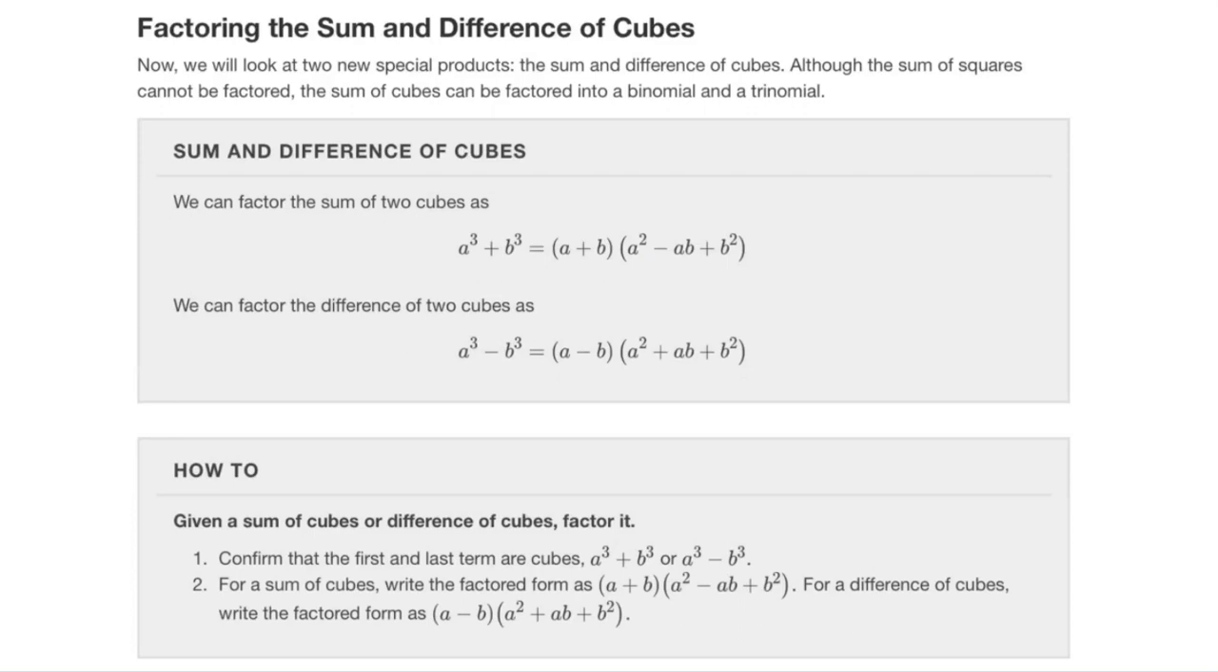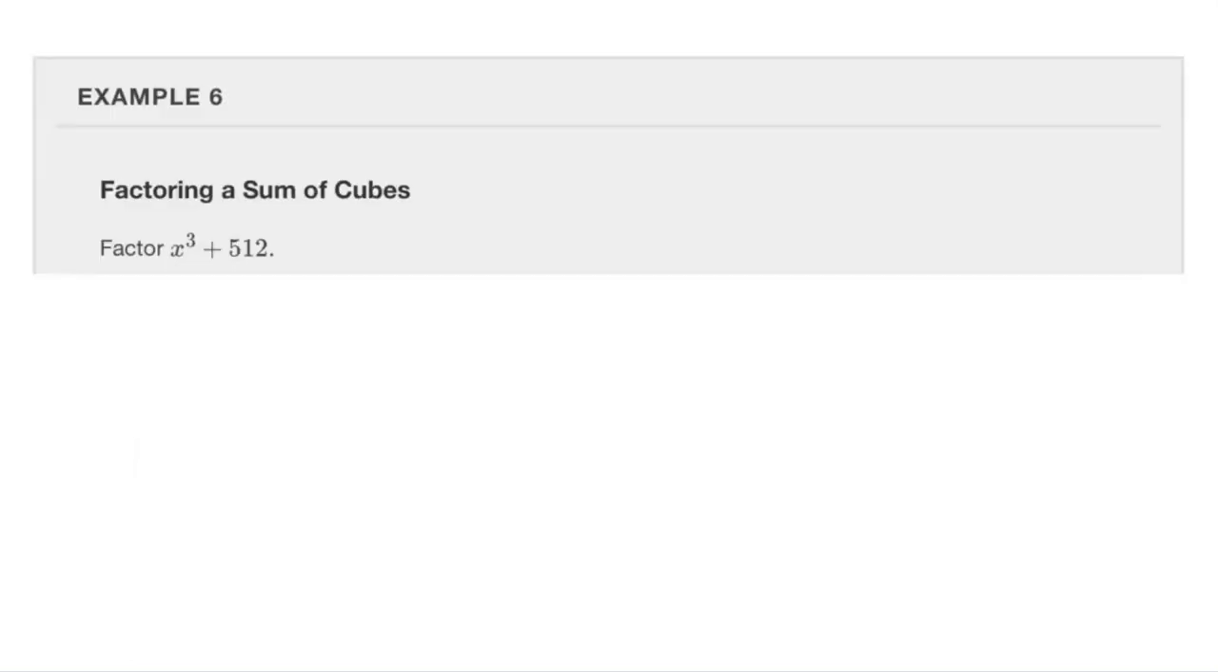But we do have a sum of cubes and a difference of cubes. Now, I'm going to give a special technique for factoring sum of cubes and difference of cubes. So here we're asked to factor sum of cubes. Now, let me see. We have our x cubed, 512. Is that 8? What's 8 to the power of 3?